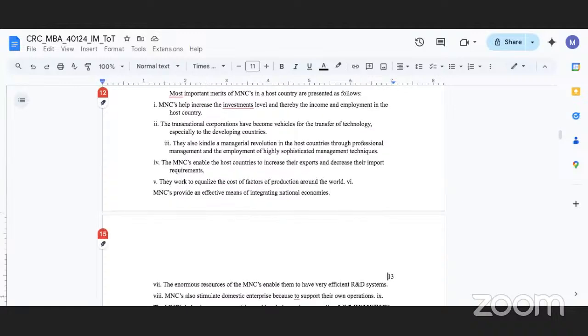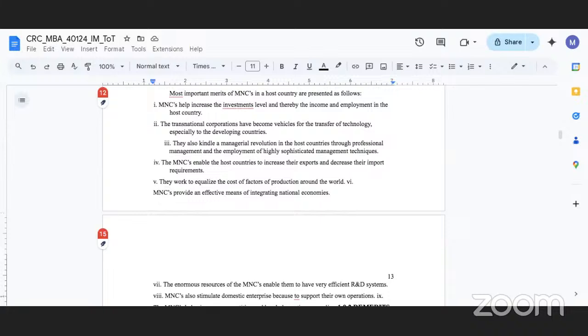The next one is the merits of MNCs. One is it increases the investment level. Second, which also means there is better income and employment in the host country. The second one is transnational corporations have become vehicles for the transfer of technology, especially to developing countries. The third one is they also kindle a managerial revolution in the host countries through professional management.